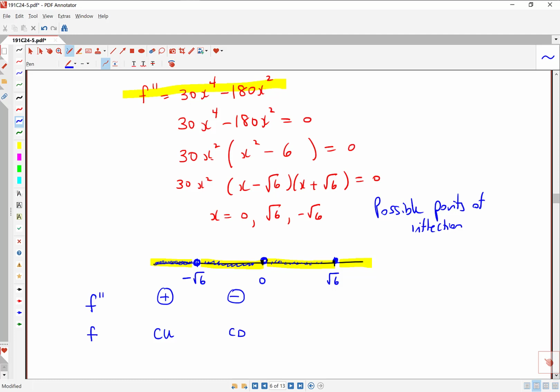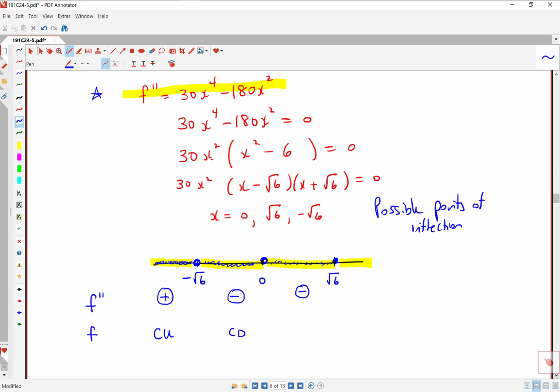Pick any x value that's bigger than 0, but less than root 6. So maybe you want to choose x equal 1, for example. Put that into our f double prime that we've got up at the top of the screen. And that comes out to a negative number.